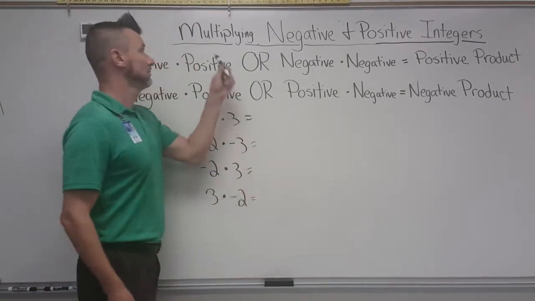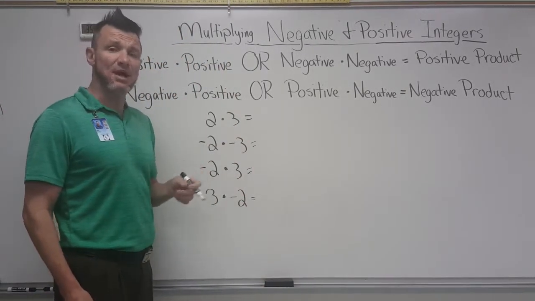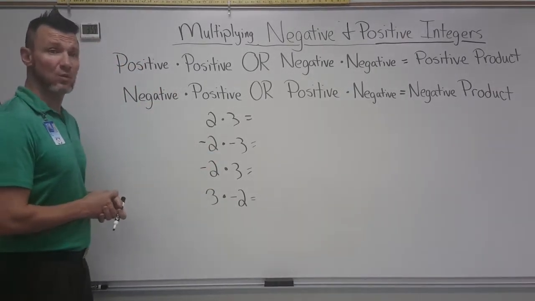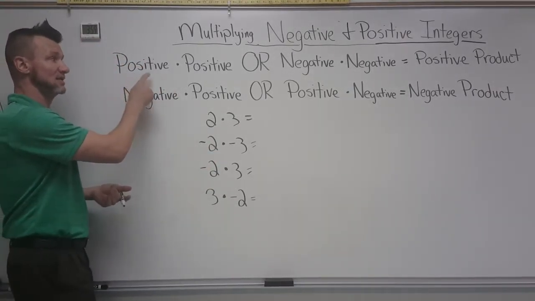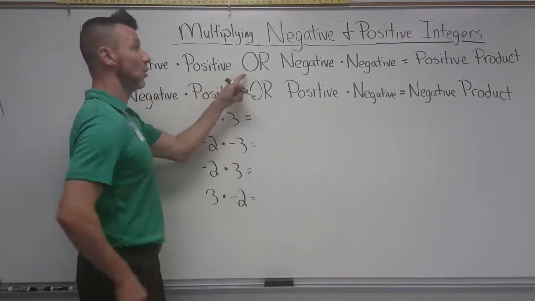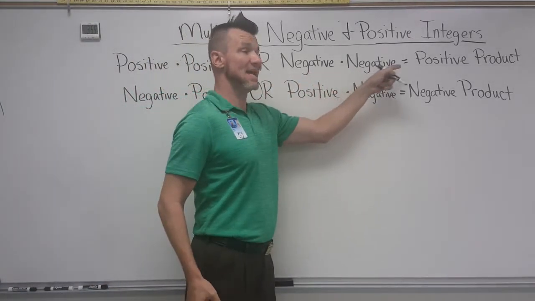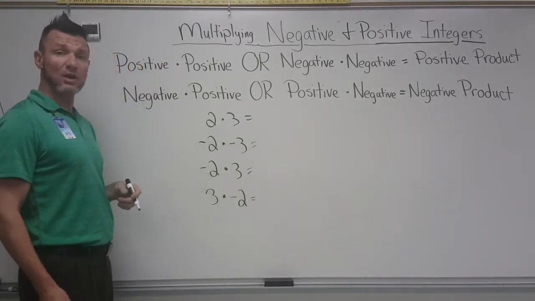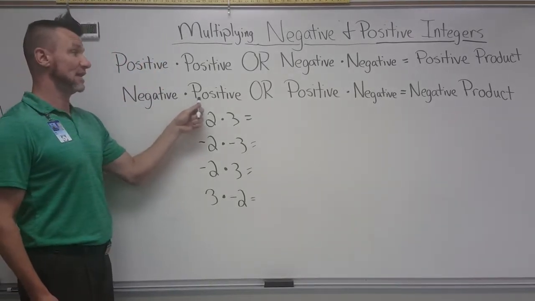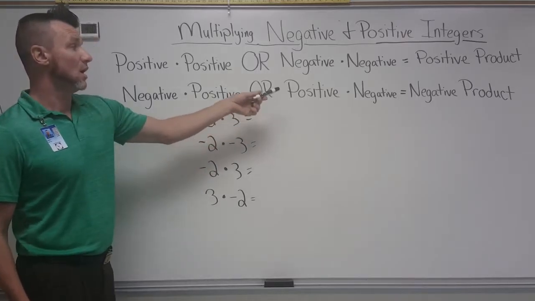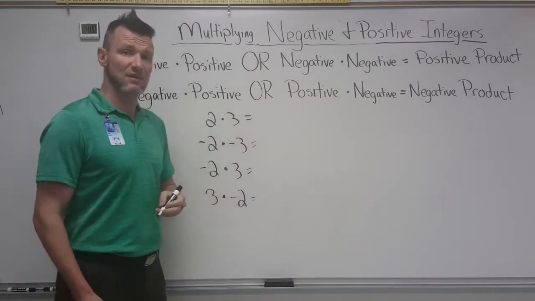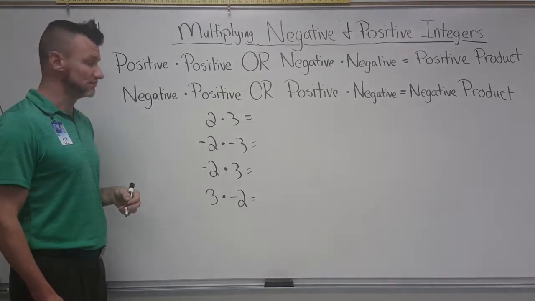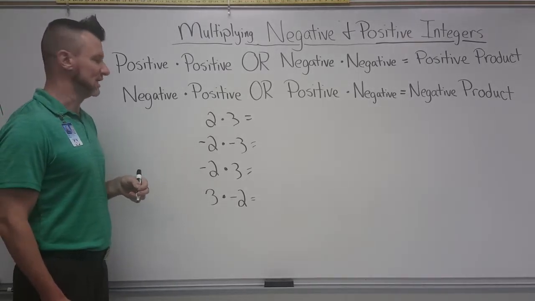Today, multiplying negative and positive integers. There's two rules that we want to remember when doing this. First, a positive times a positive, or a negative times a negative equals a positive product. The second rule we want to remember is that a negative times a positive, or a positive times a negative equals a negative product. So let's take a look at a couple of examples. That way we can get a better understanding of this.